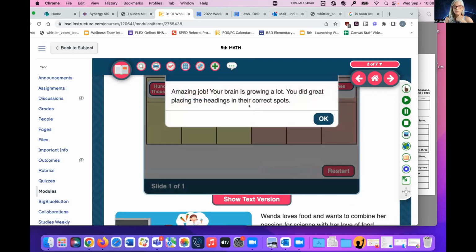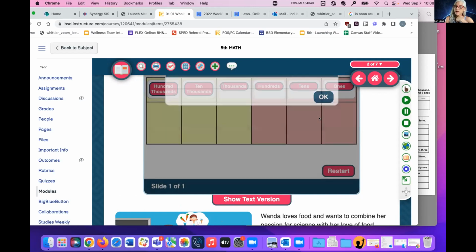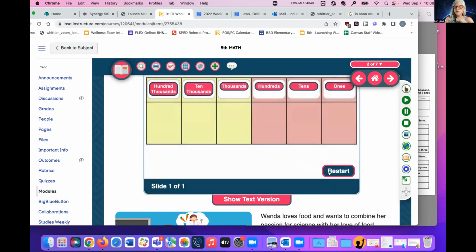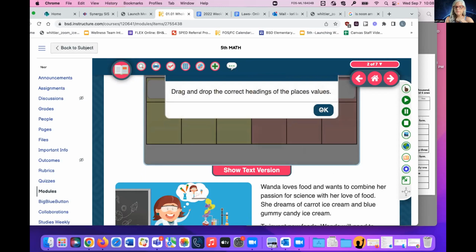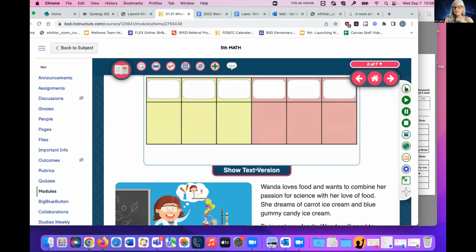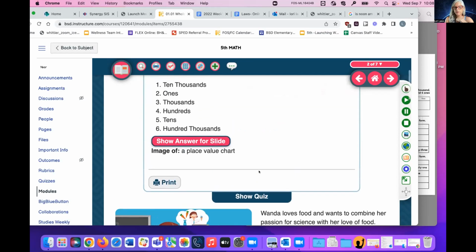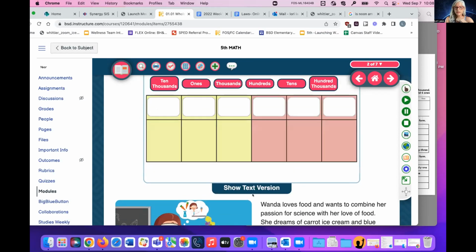Amazing job. Your brain is growing a lot. You did great placing the headings in their correct spots. If you need practice on that, you can restart it and do it a few times. Okay. When you're done, this is just the text version. You can open it up and read it, but it's not too exciting.